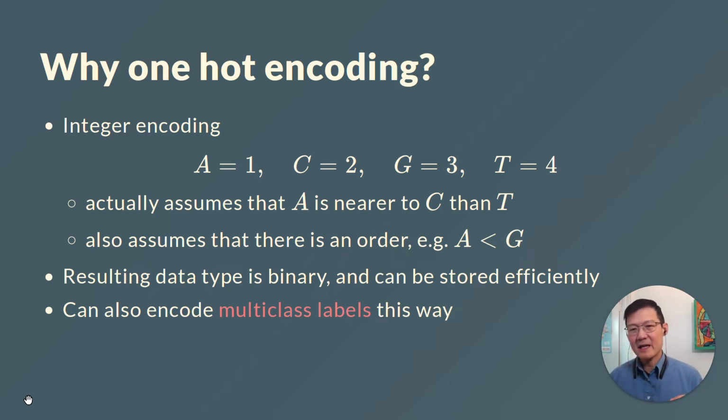Now, why this one-hot encoding and not something like representing A with 1 and C with 2, G with 3, and T with 4? An integer encoding, so-called, actually assumes that the distance between A and C is 1, and the distance between A and T is 4. And so the numerical encoding actually captures the distance also of these categorical objects. That's one thing, and you may or may not want that.